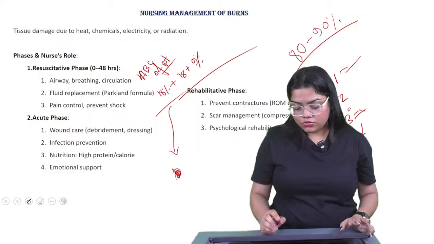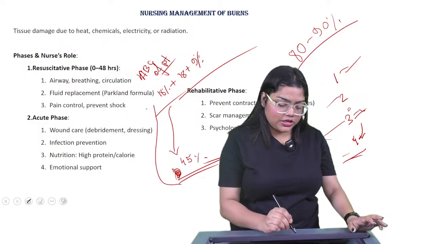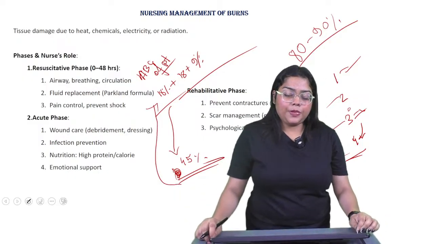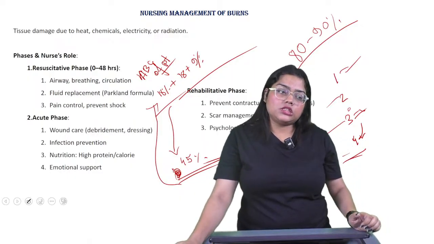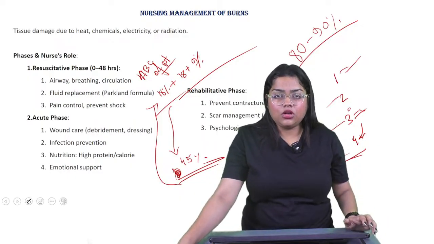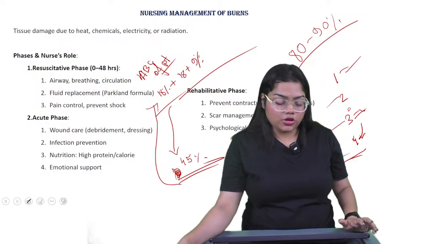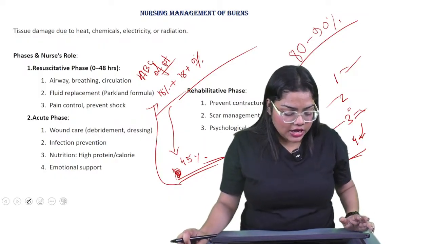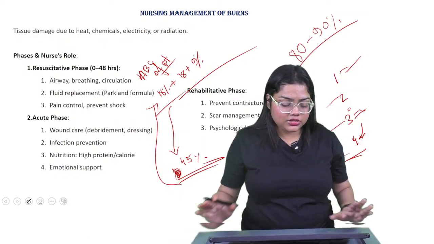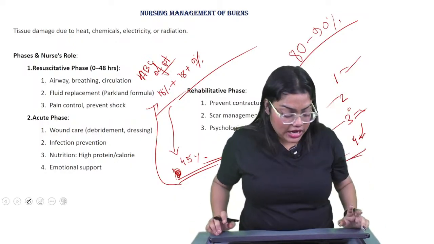So based on this, we can give fluid replacement therapy. Then pain control and prevent the shock of the patient, because just after the burn, if the patient has severe burns, they can get shock, hypovolemic shock and all. So we have to prevent the shock also. Okay, so that is the resuscitative phase, which is between 0 to 48 hours.